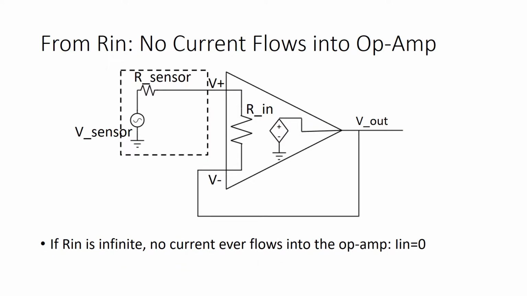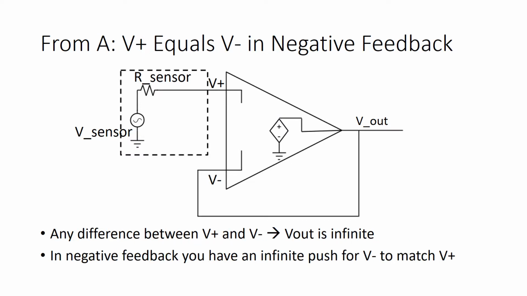The first of these rules is pretty easy. If we approximate Rn as infinite, which is the same thing as replacing it with an open circuit, then that means that no current ever flows into the plus or minus terminal of the op-amp. Or put another way, In is always equal to 0 for an op-amp. The second rule that we're going to lean on is a little bit more involved.